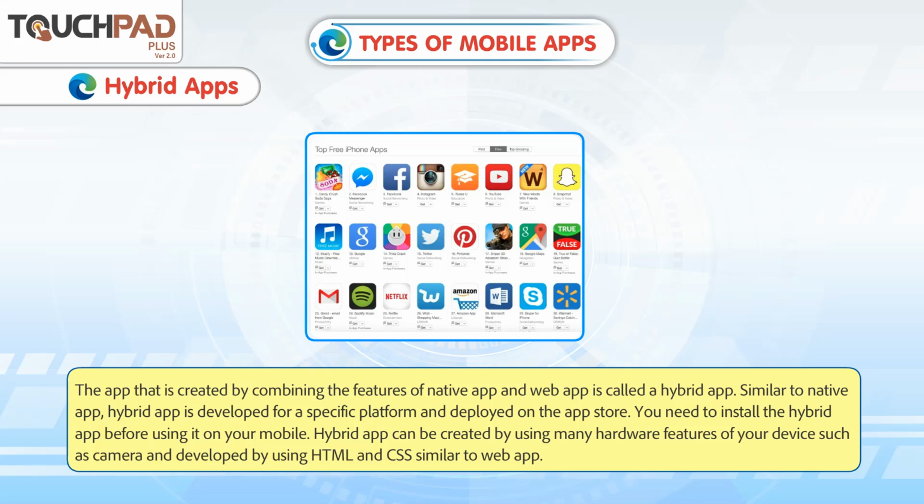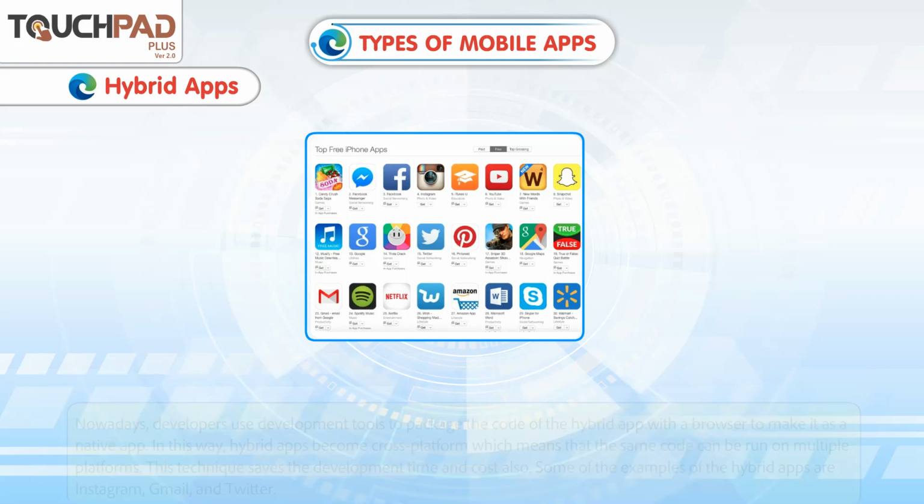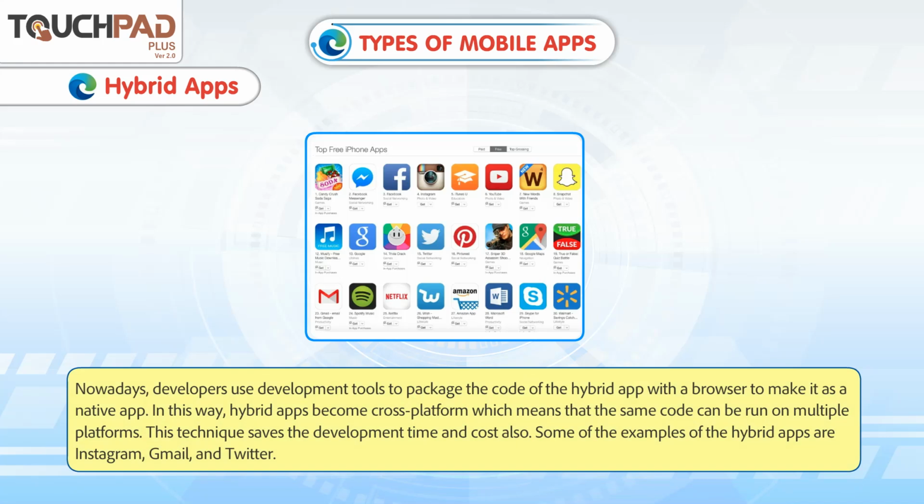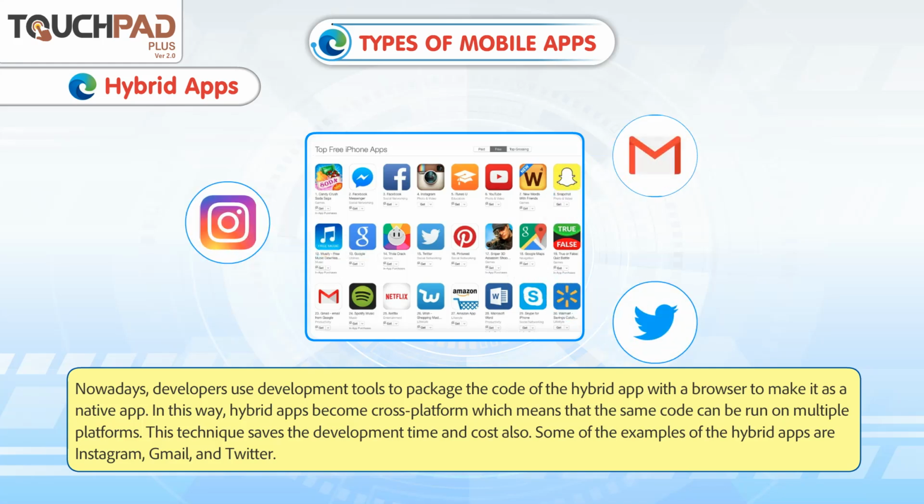Hybrid app can be created by using many hardware features of your device such as camera and developed by using HTML and CSS similar to web app. Nowadays, developers use development tools to package the code of the hybrid app with a browser to make it as a native app. In this way, hybrid apps become cross-platform, which means that the same code can be run on multiple platforms. This technique saves the development time and cost also. Some of the examples of the hybrid apps are Instagram, Gmail, and Twitter.